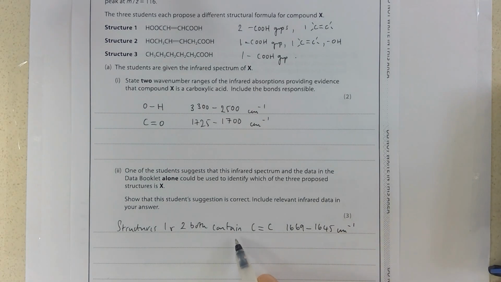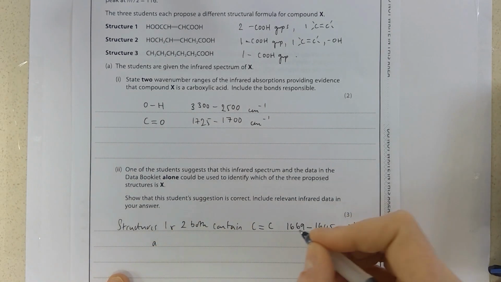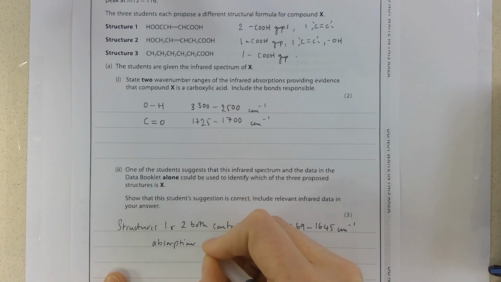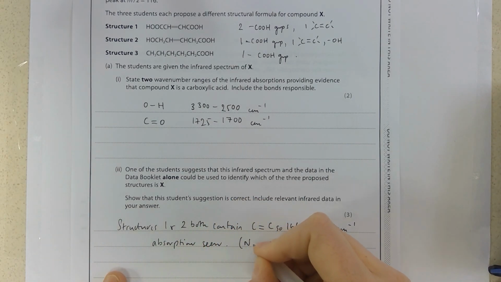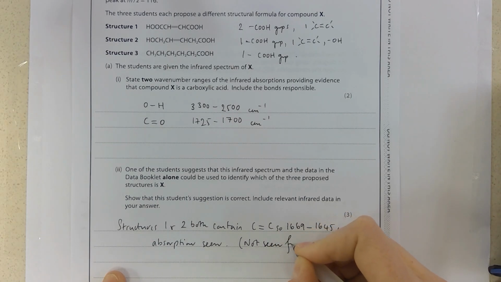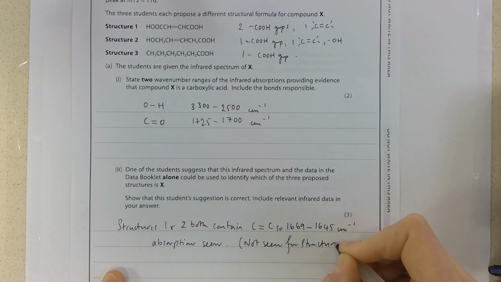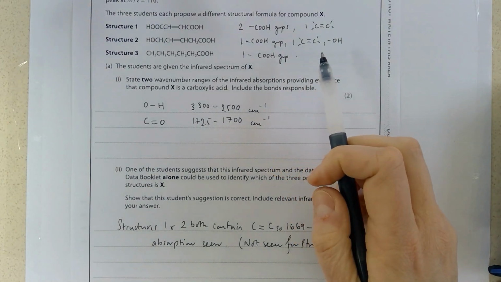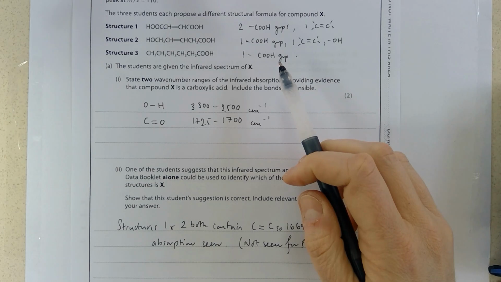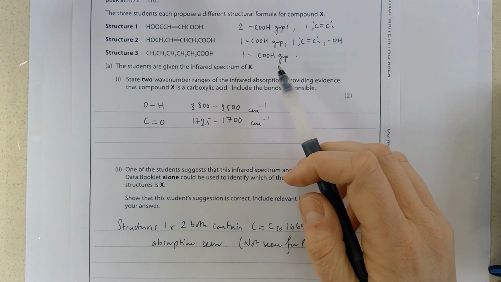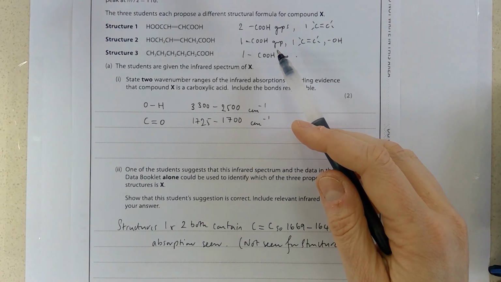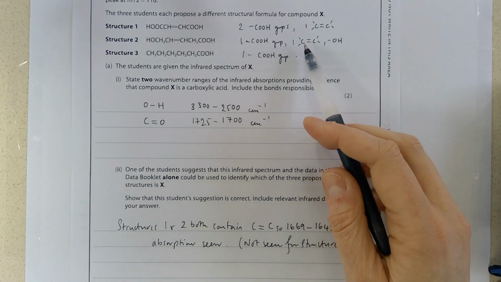Okay, so structures 1 and 2 both contain C=C, so we will see this. And it's not seen for structure 3. Okay, let's look at what else we've set up here. So we really need to distinguish between structures 1 and 2 now. So 1 and 2, what is the difference?